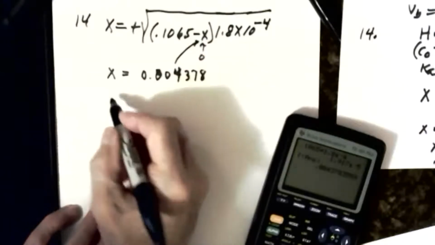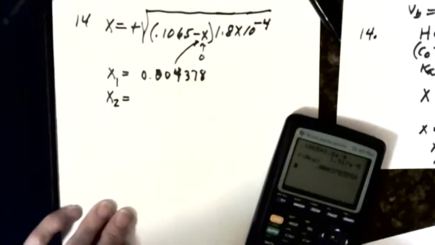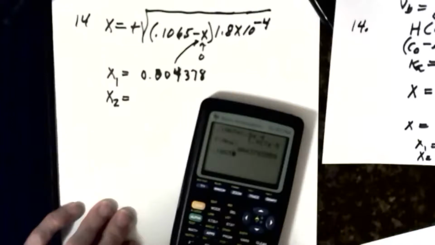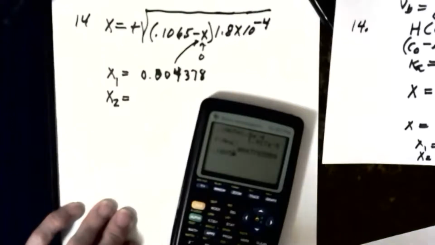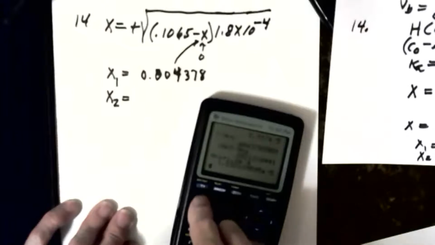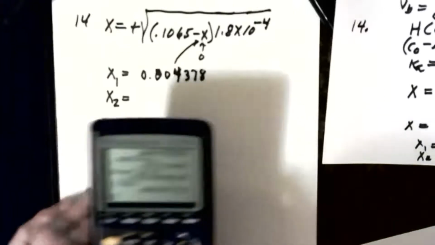So let's go back in and see what we get for our second approximation when I put that number back in. So that's X1. My second approximation is going to be 0.1065 minus the answer I just calculated. Now I'm going to multiply that times 1.8 with an exponent of minus 4. I'm going to get that number. Then I'm going to take the square root of that answer to get the next approximation.